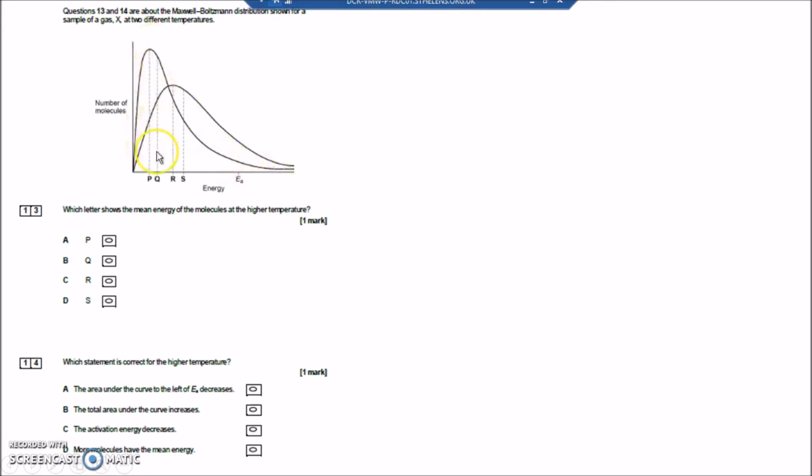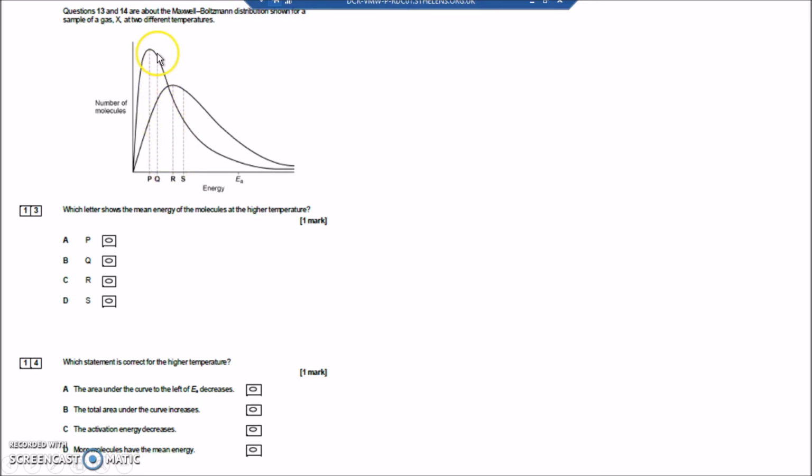The reason that when the peak shifted to the left, the reason it's higher is that the area underneath the curve for both curves needs to be the same, because that represents the total number of molecules in the sample, and the sample hasn't changed. If you read down from the peak of the curve, so say for example P, that's the energy that most particles have at the lower temperature. R from the peak is the energy that most particles have at the higher temperature.